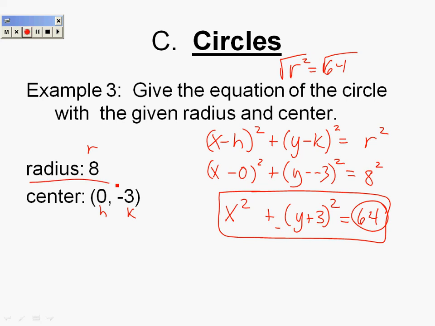Another thing, if the x does not have a number being subtracted from it, that means that the h is 0. And now here's the really tricky part. It's hardest to remember here. It looks like my k is what here? It looks like it's 3.